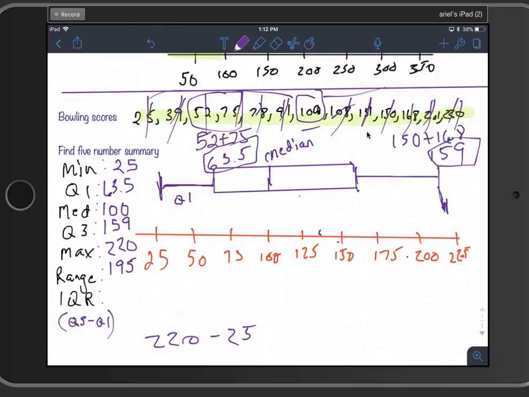And then the IQR is we take the Q3, which is 159, right here, and we subtract Q1 from that, which is the 63.5. And there will be calculators available for any tests, of course. This would equal 95.5. And I know that seems like a lot. There's a lot of drawing on that, a lot of numbers. A lot of this will be on the review notes.